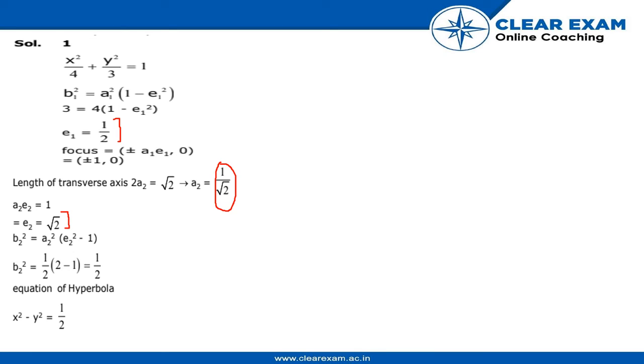From here we can find b2² = 1/2 (2 − 1), which obviously comes out to be 1/2. Hence we can find the equation of the hyperbola, which comes out to be x² − y² = 1/2.